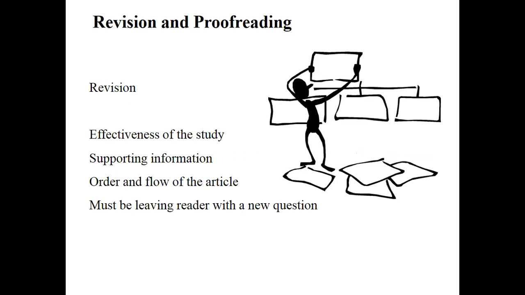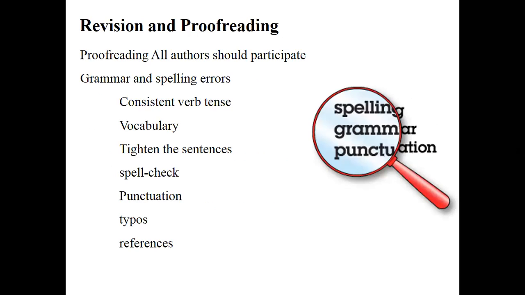So revision and proofreading, effectiveness of the study depends on the proofreading and revision. To lower down all the errors, it must be error free on your side. So revision and proofreading, all authors should participate. Like if you have 4 or 5 authors, everyone has to read it again and again to lower down all the grammatical mistakes, vocabulary mistakes, punctuation mistakes, typos and references, everything.